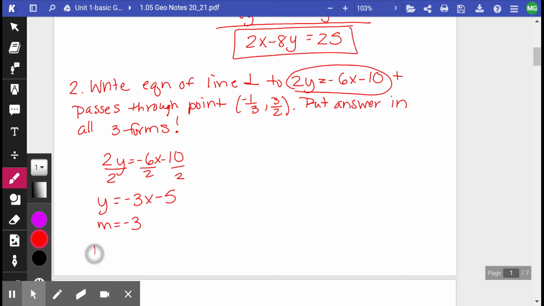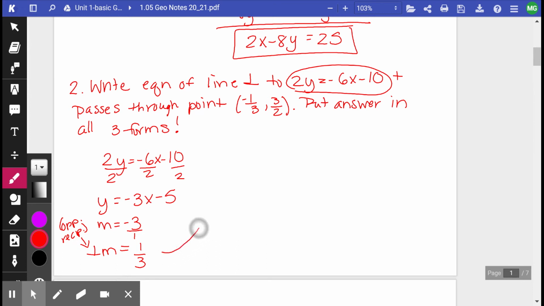find my perpendicular slope. So parallel lines have the same slope. Perpendicular slopes are the opposite reciprocal slopes. So you're going to flip it and negate it. So I flip it to become 1/3. It was -3, so now it'll become positive.